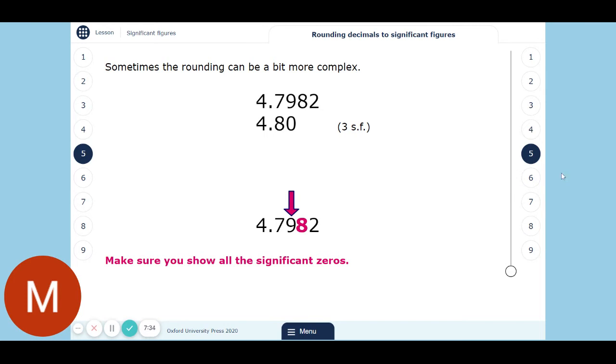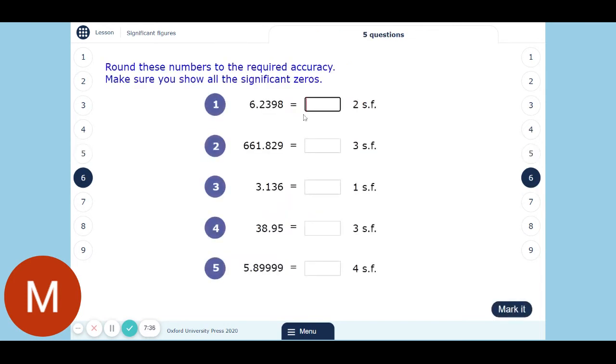Right, so next, have a look at these ones. You can pause the video again and have a go, but remember to show all your significant zeros because we're talking with decimal numbers now. Even if the exact value is the same, you should be putting the right amount of zeros on the end to show you've rounded it to the right number of significant figures. So pause it now, have a go, and I'll go through the answers.